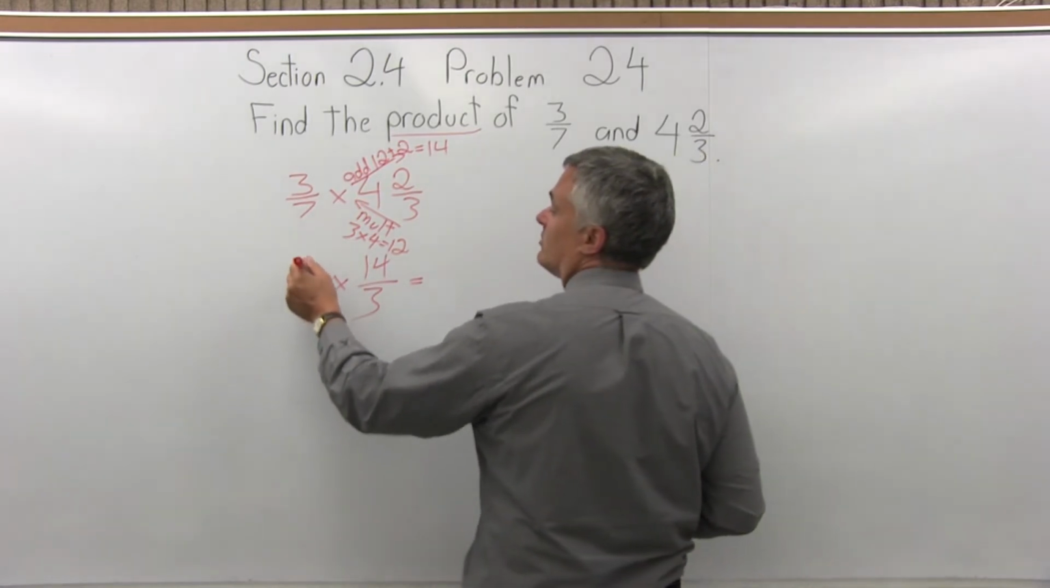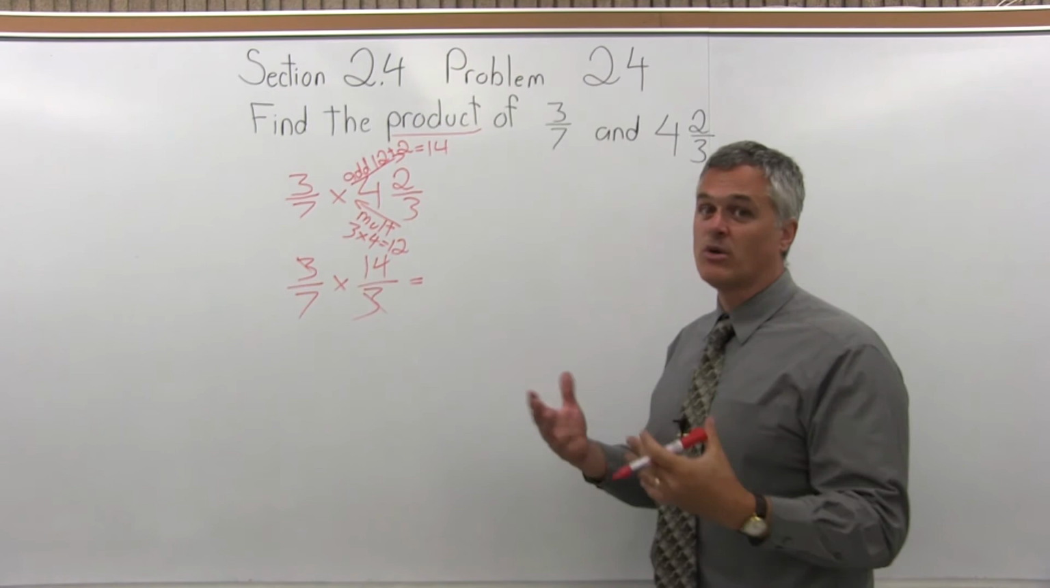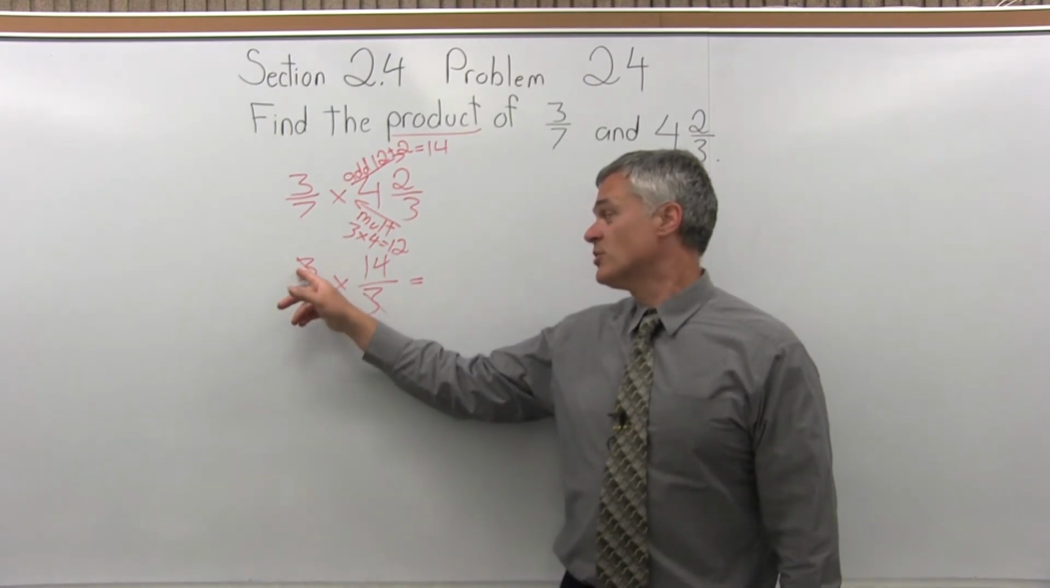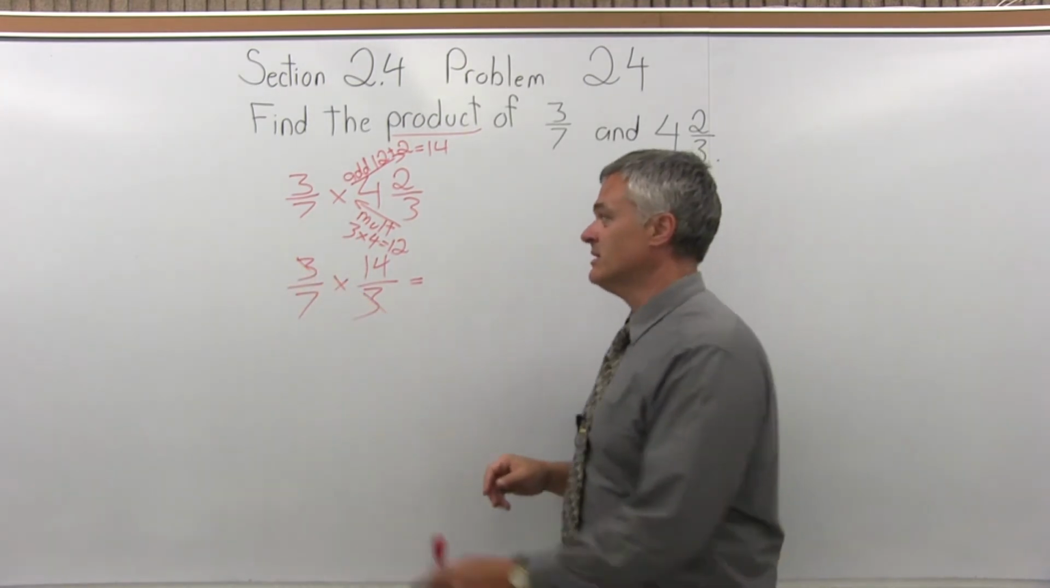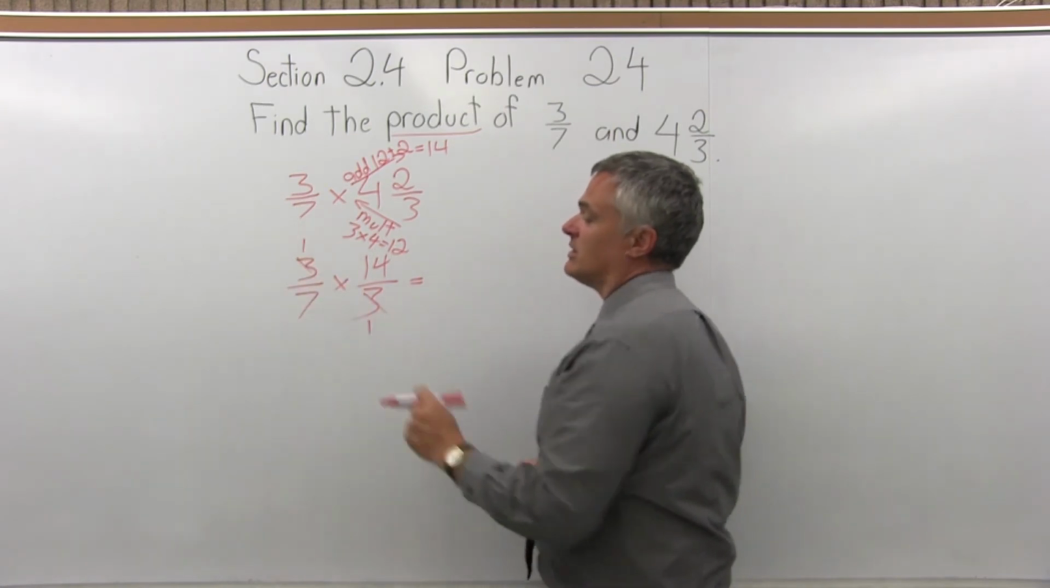Notice I have 3 in the numerator, 3 in the denominator. They don't have to be right over and under each other. As long as one is in the numerator and one is in the denominator, these cancel. 3 goes into 3 once, 3 goes into 3 once.